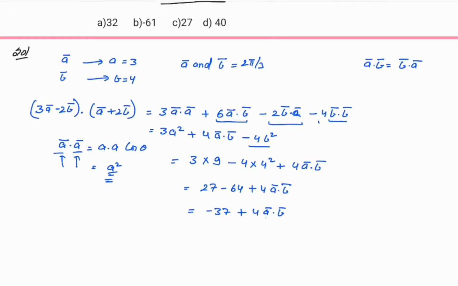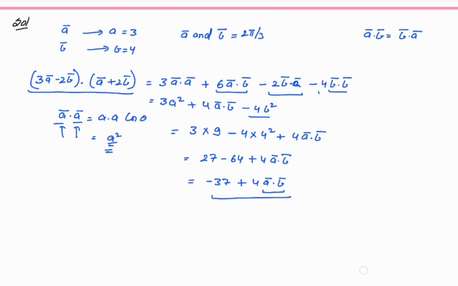It means if we calculate the value of vector A dot B, we will be able to solve this and we will get the answer. And how to calculate vector A dot B from the given vectors? Vector A dot vector B is equal to AB cos theta. That's why the angle theta between the two vectors is given. A is 3, B is 4, and cos of 2 pi by 3.